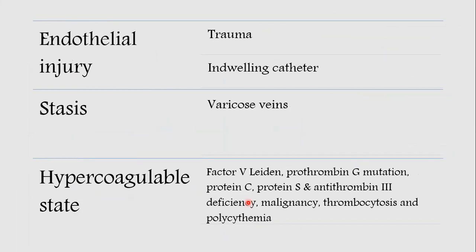Trauma and indwelling catheters constitute injury to the endothelium. This injury of the endothelium will bring about superficial thrombophlebitis. Indwelling catheters are frequently used in clinical practice. Therefore, superficial thrombophlebitis has its highest incidence in the upper limb. About 38% of cases of superficial thrombophlebitis occur in the upper limb, and the cephalic vein is involved in about 58% of the cases.